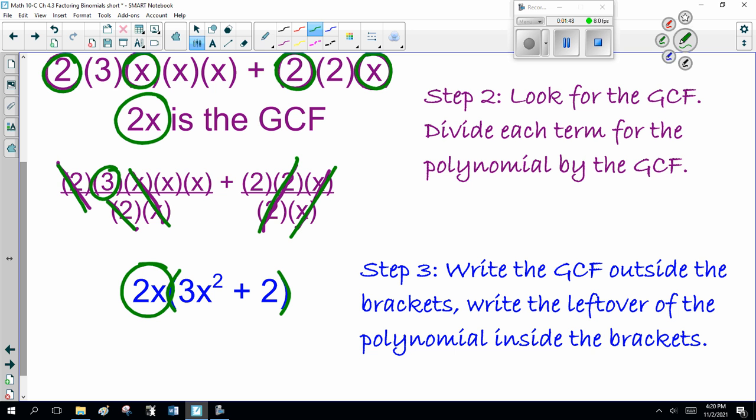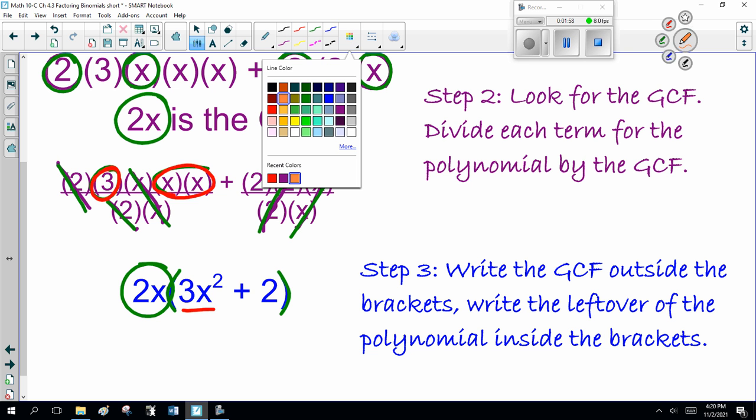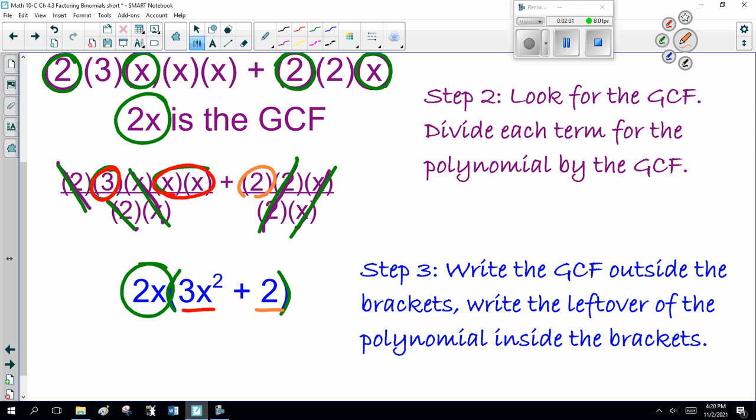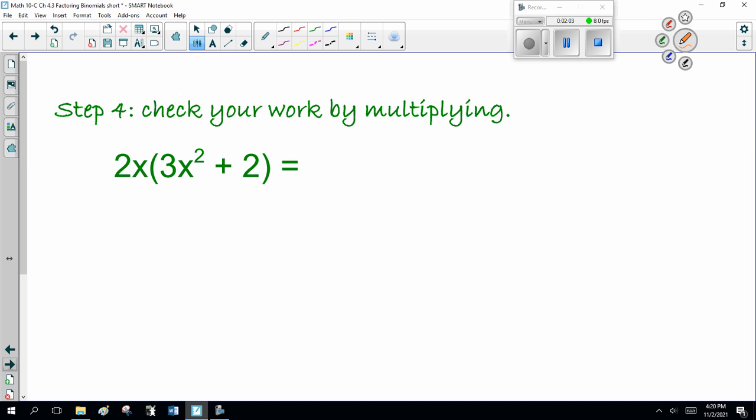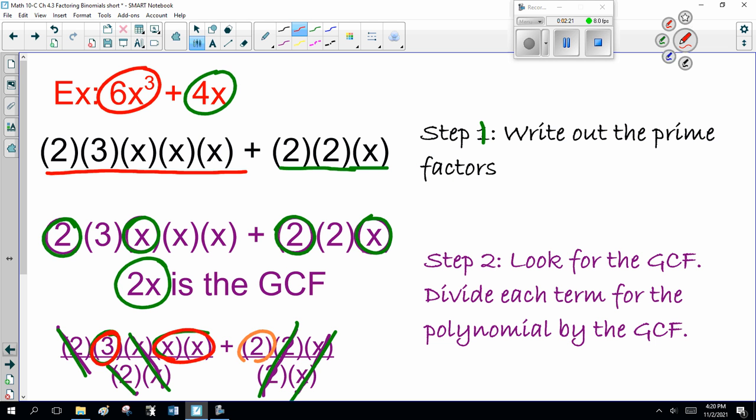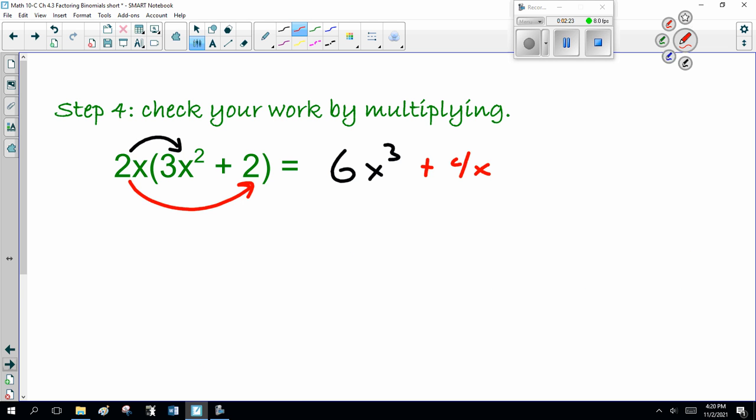Color code, 3x squared and 2. Okay, now we check by multiplying back. 2x times 3x squared: 2 times 3 is 6. x times x squared is x cubed. 2x times 2 is 4x. And what did we start with? 6x cubed plus 4x. Back to where we started.